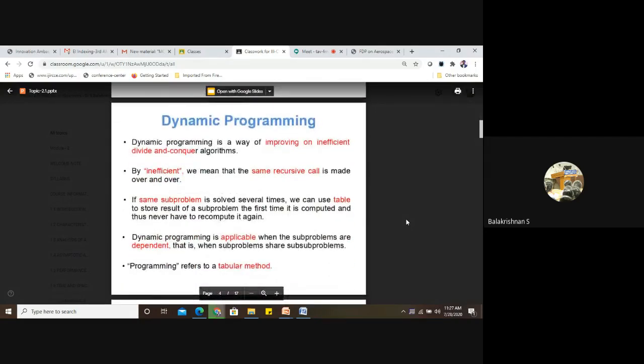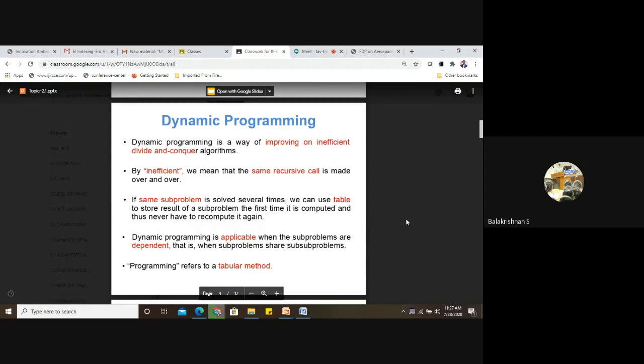Dynamic programming is a way of improving on an inefficient divide and conquer algorithm. Divide and conquer has some drawback, and that drawback will be overcome with the help of dynamic programming. We say inefficient in the sense that the same recursive call is made over and over in divide and conquer.